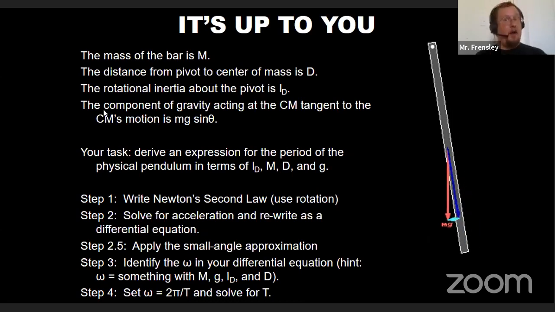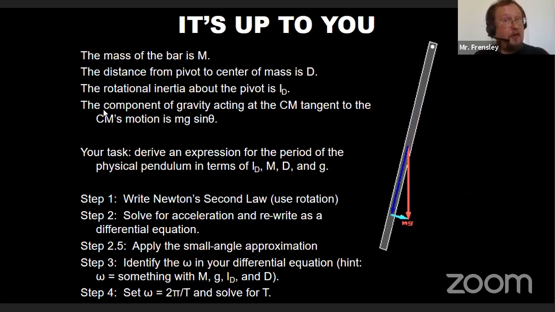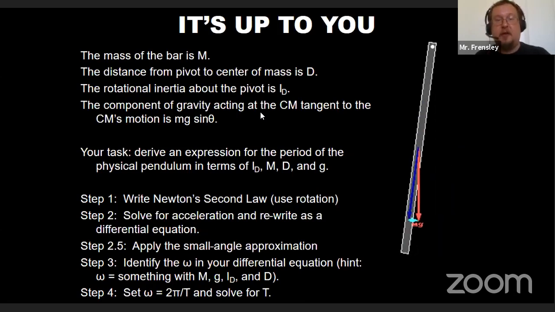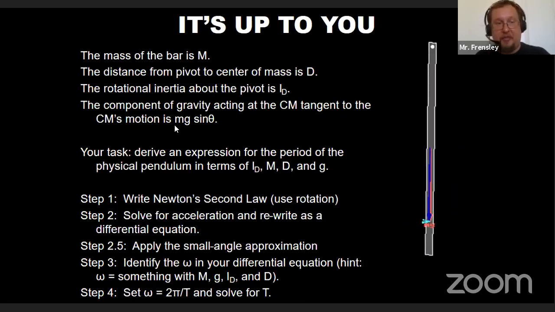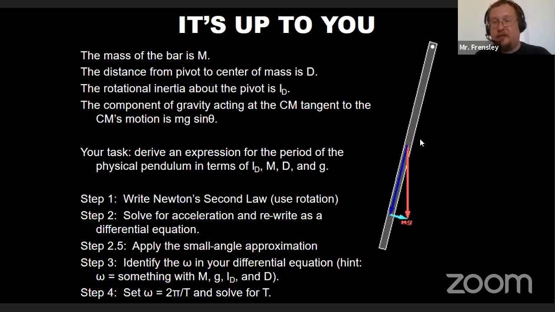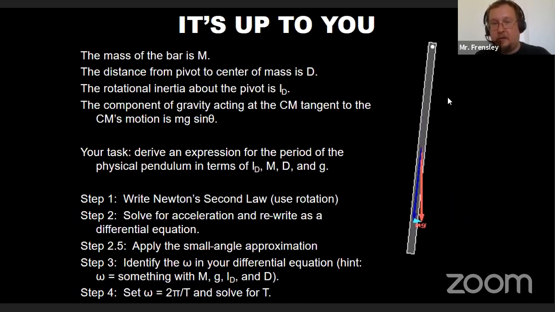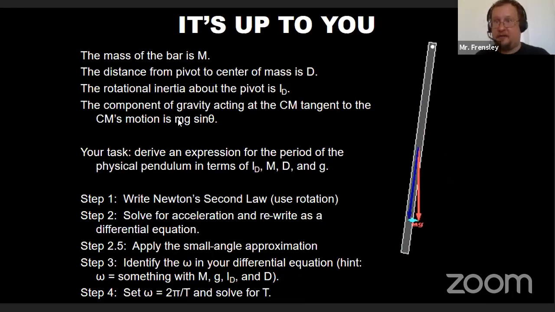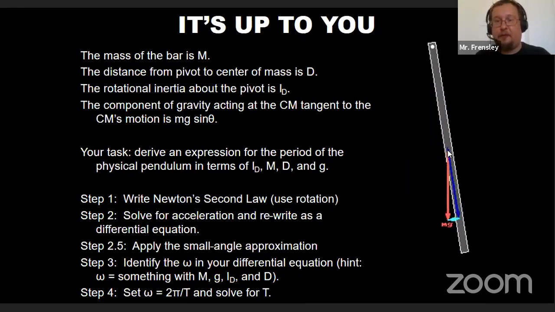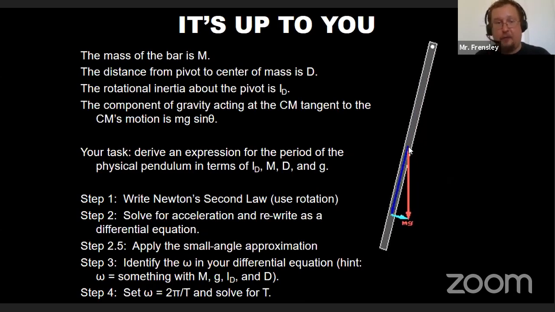Now, I'm going to remind you, this part is just like the simple pendulum. The component of the weight force that is tangent to the path of the center of mass is mg sine theta. So the center of mass is D away, and the force that doesn't cancel out is mg sine theta. So mg sine theta is the force that is actually the net force on the center of mass.